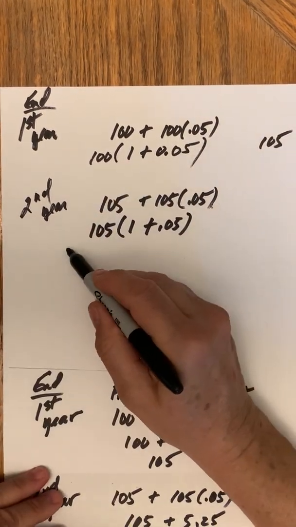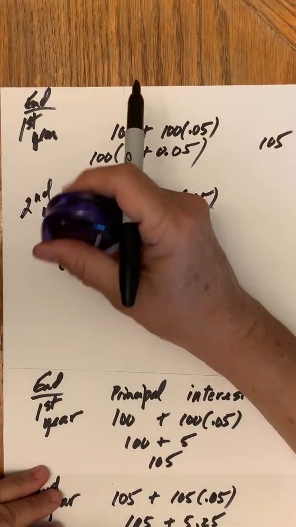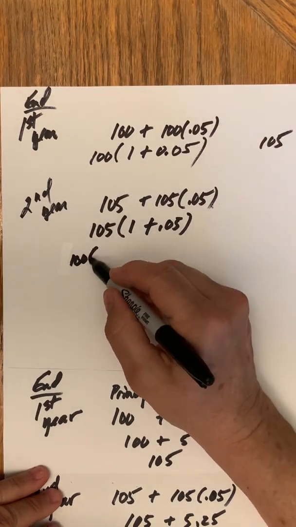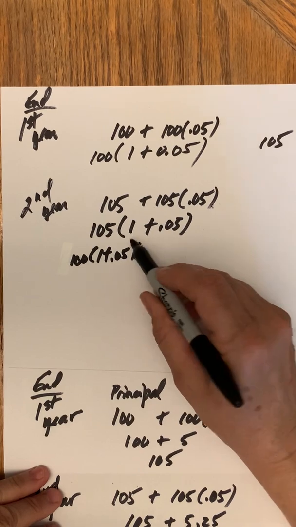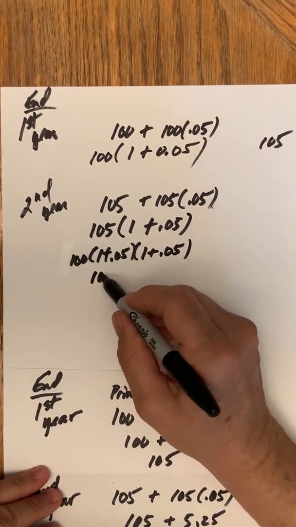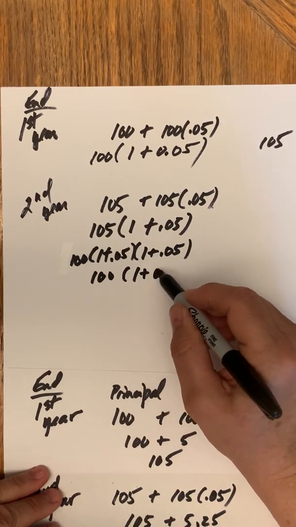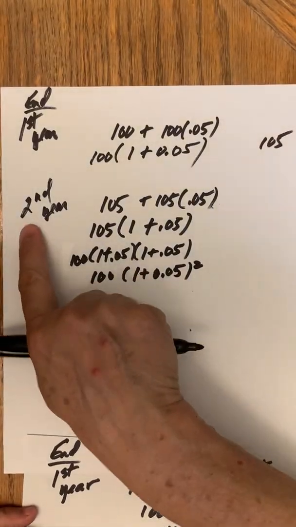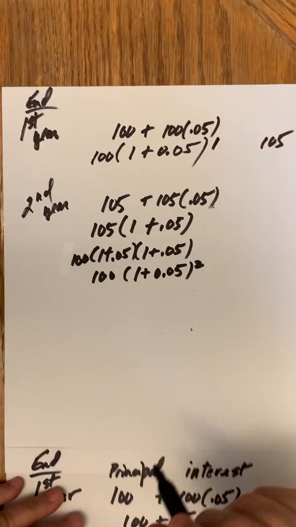So I'm going to just write that out: 100 times 1 plus 0.05, but then times again now 1 plus 0.05. All right, so that's really 100 times 1 plus 0.05 squared. All right, that's at the end of the second year. Notice it's squared. In the first year, we have it really to the first power here.